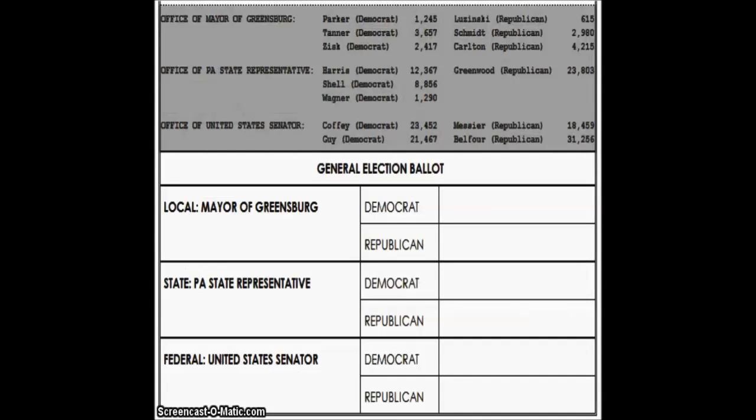Now in this second section, the instructions read that the Westmoreland County Bureau of Elections needs your help. They ask you to use the primary election results to complete the ballot for November's general election. And so we see there are 3 races. First, office of Mayor of Greensburg, which is a local election, the office of a Pennsylvania State Representative, and remember that person then goes to Harrisburg to represent the area in the state legislature, and then the office of United States Senator, and these people go to Washington.